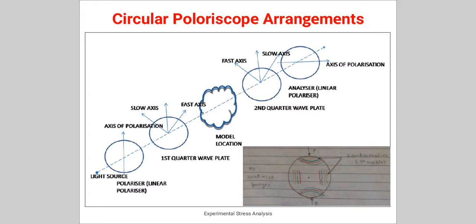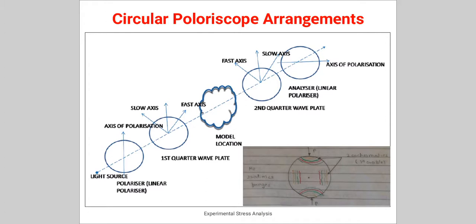If I have to calculate the magnitude of principal stresses, I have to use the circular polariscope arrangement. The basic construction of the plane polariscope and the circular polariscope is the same, but in the circular polariscope arrangement, two additional elements are provided, which are called quarter wave plate number 1 and quarter wave plate number 2. If you go through the construction, to the left side of that figure, once again the light source is provided. After the light source, the polarizer is there. After the polarizer, quarter wave plate number 1 is provided, before the photoelastic model.